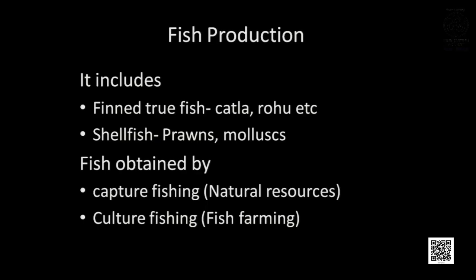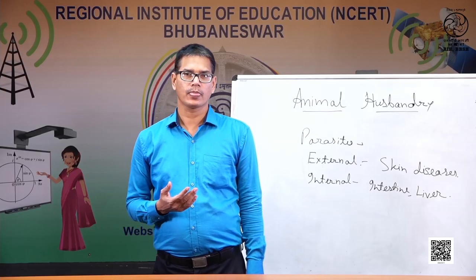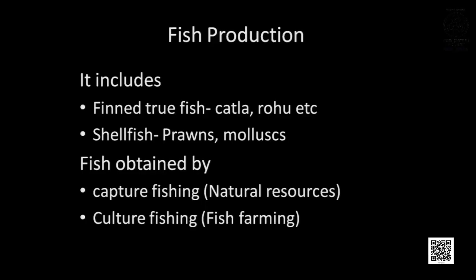Now, next one is fish production. There are many sources, marine and freshwater, and we obtain a large number of fishes each year, and coastal people depend on it. It includes finned fishes, examples are catla, rohu, etc. And also it includes shellfish like prawn. In Hindi, it is called jhinga. And mollusks. Fish are obtained by capture fishing from natural sources like pond, sea, lake, rivers.